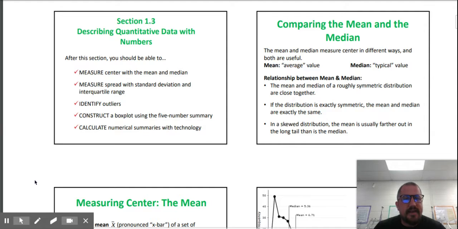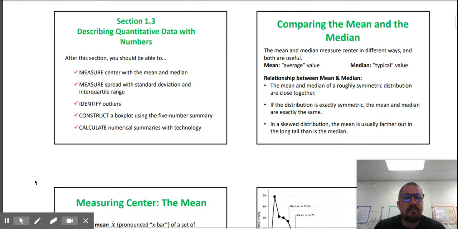The mean and median measure the center in different ways, and both can be very useful. The mean is the average value, so that's what you typically do if you want to find your grade. You add them all up and divide by how many there are, and that gives you the average, like what was your average score. The median is a typical value, like the middle point. It's not necessarily the average, but it's the one that's in the middle. There's 50% below and 50% above.